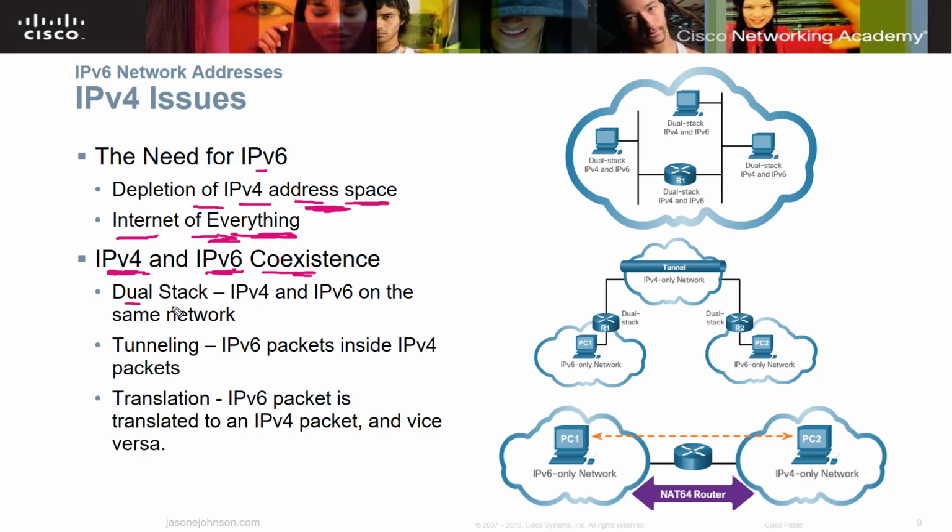So when you hear the term dual stack, that just means that v4 and v6 can be on the same network. So if you hear of a dual stack network, let's go over here to the right hand side. We have a dual stack over here, so it's running both v4 and v6. When you hear the term tunneling, that means that v6 packets are put inside v4 packets. That means that you have a v4 only network still. They're still out there.